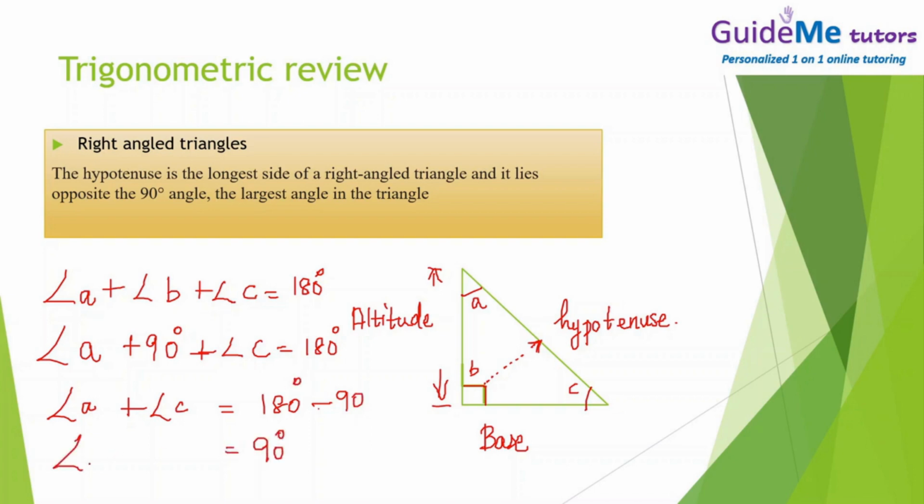So what we are getting here is that the sum of angle A and angle C should be 90 degrees in order to satisfy this property. That means A can never be greater than 90 degrees and C alone can never be greater than 90 degrees. Therefore, we can say that angle B is the largest angle in a right angle triangle. That is, the 90 degree angle is the largest angle.